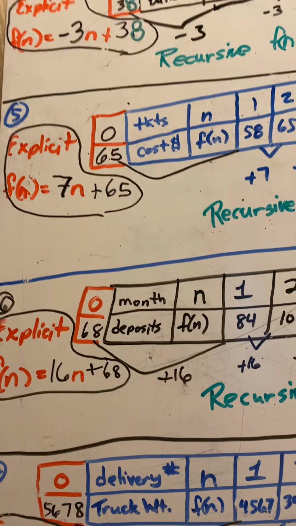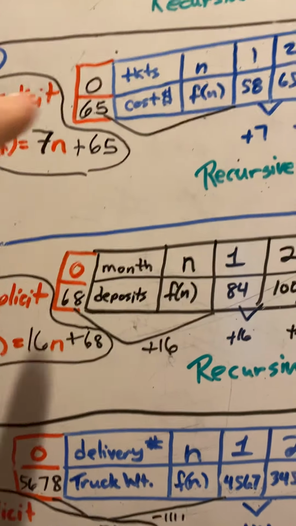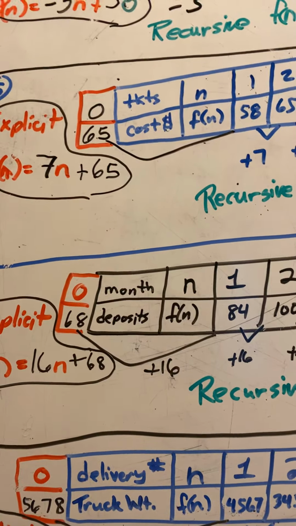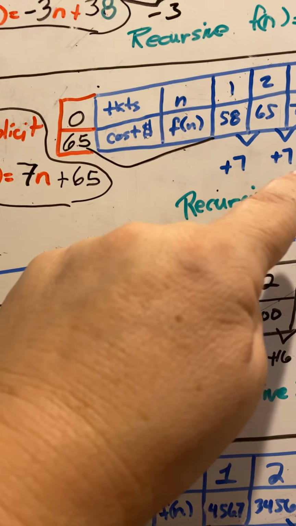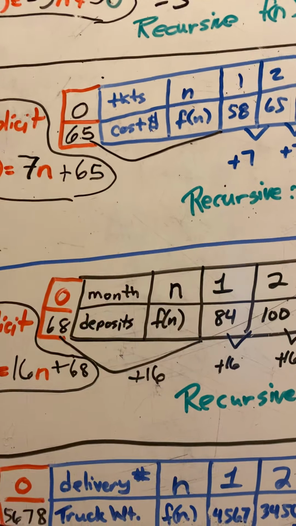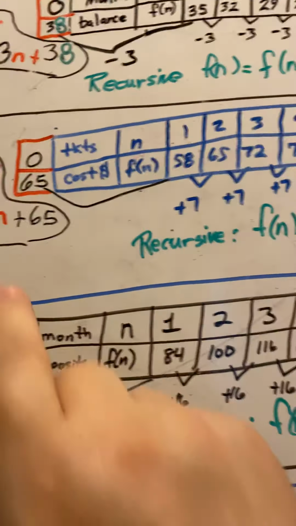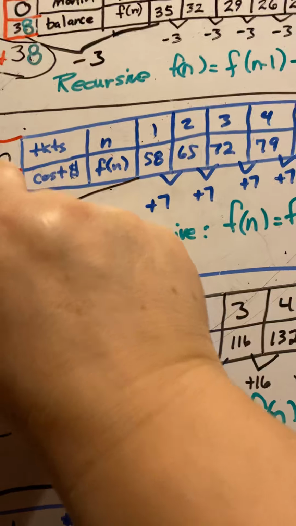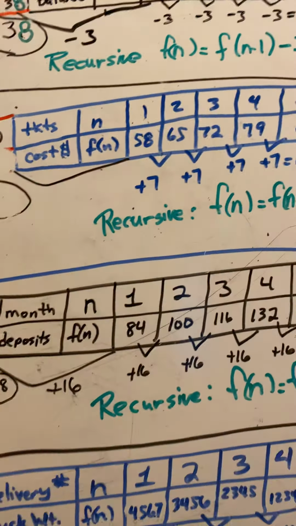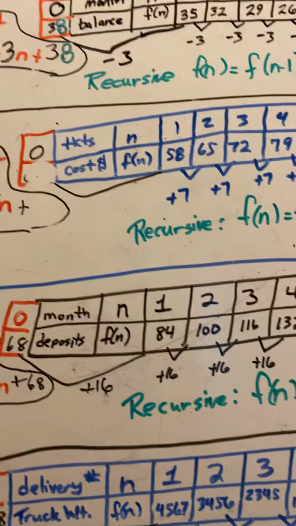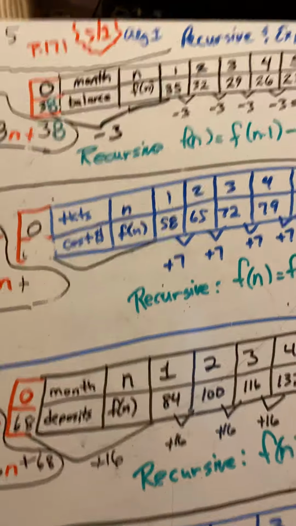Going to number 5. Number 5, again, I want the term 0. And what do? Well, going this way, adding 7, adding 7, adding 7, adding 7. So when I go backwards, I am subtracting 7, subtracting 7, subtracting 7.